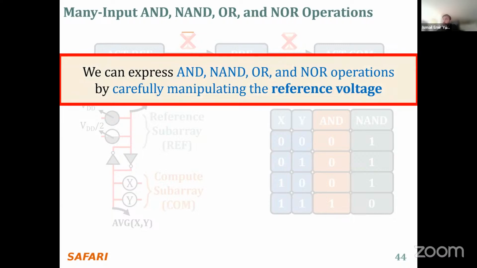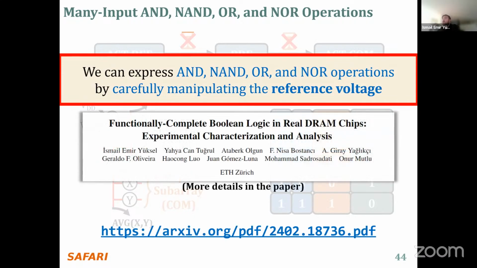Similarly to this 2 input AND and NAND operation, by carefully manipulating the reference subarray cells, we can express AND, NAND, OR, and NOR operations. For more details, please check our paper. You can find a lot of hypotheses and the mechanism that enables this. And we also have the examples for OR and NOR and many input AND, NAND, OR, and NOR operations with some figures.